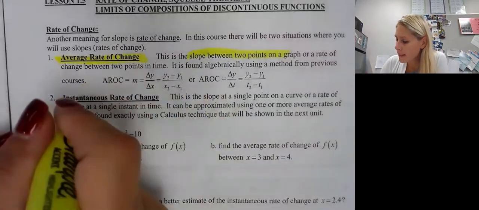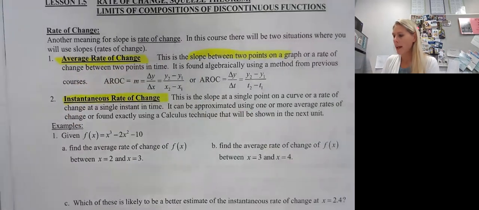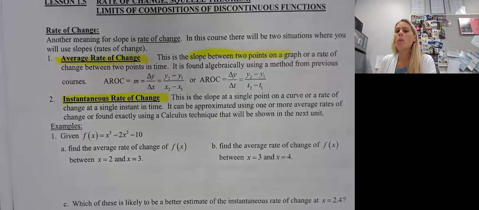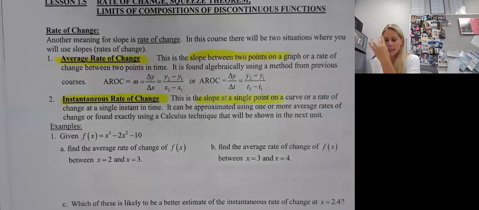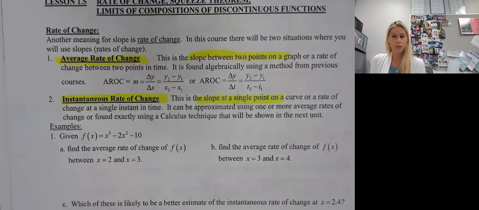Then we have the instantaneous rate of change. This is the new stuff. This is the slope at a single point on a curve, or the rate of change in a single instant of time. It can be approximated using one or more average rates of change and found exactly using calculus. So we can approximate it by using average rate of change near that point, or you'll find out next unit how to do this exactly, to know exactly what the slope is at a single point. It's kind of interesting.